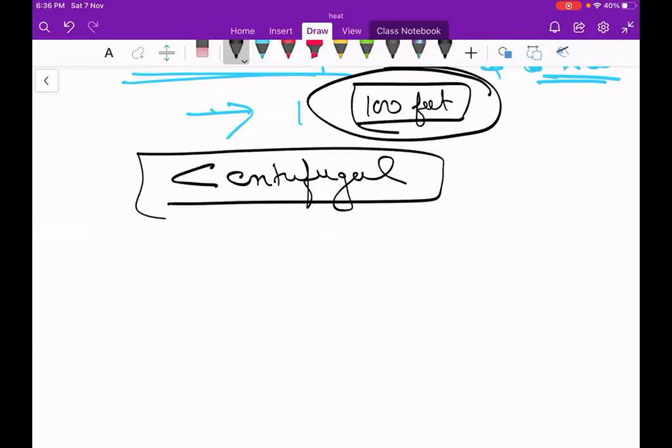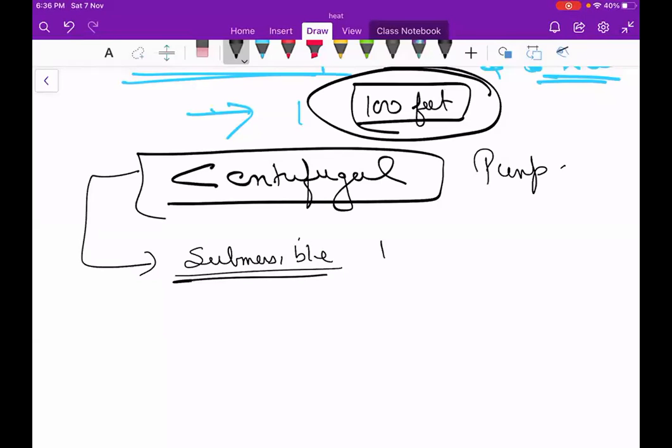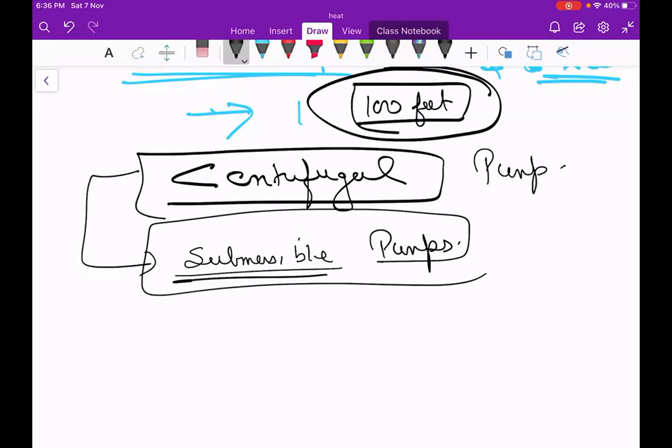Okay, so that is a centrifugal pump. And now it is currently replaced by the submersible pump. I will explain the benefit of using a submersible pump. The submersible pump was introduced in the market about 10 years back.